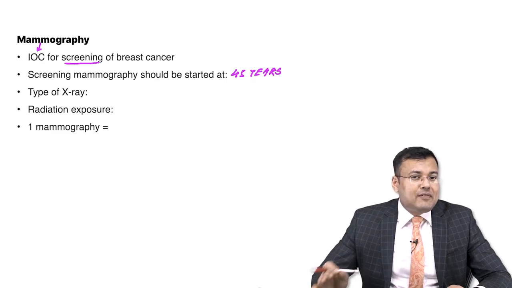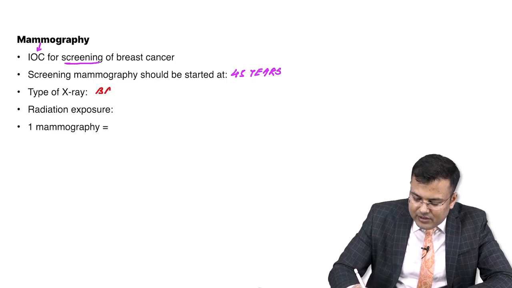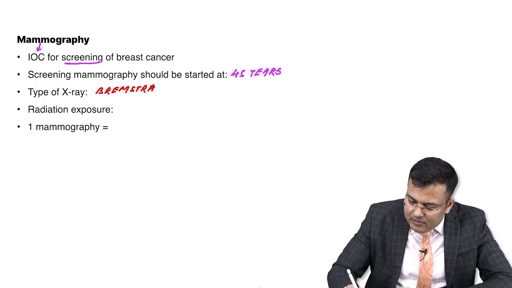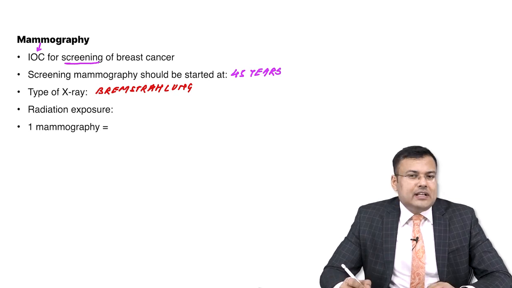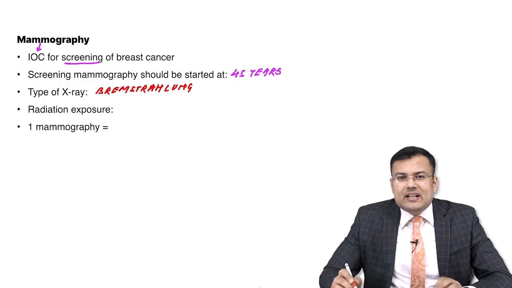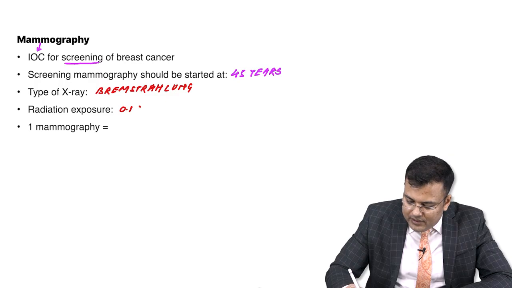Afterwards, what is the type of X-ray used here? The name of the X-ray is very important. You have to remember it is Bremsstrahlung X-ray. Clear? How much is the radiation exposure? It's 0.1 centigray per study. It's very, very low.